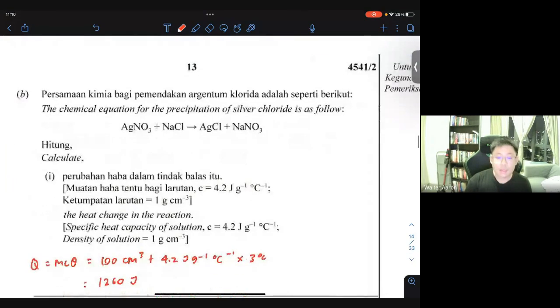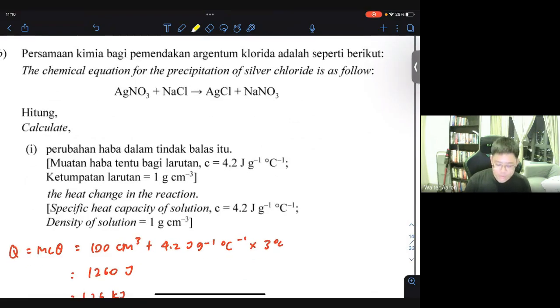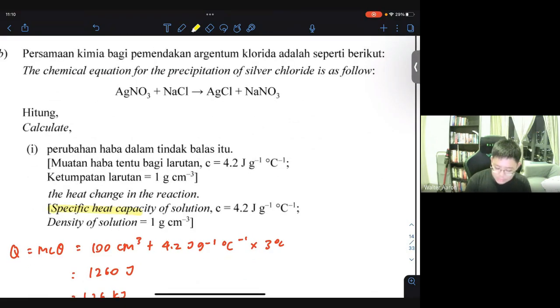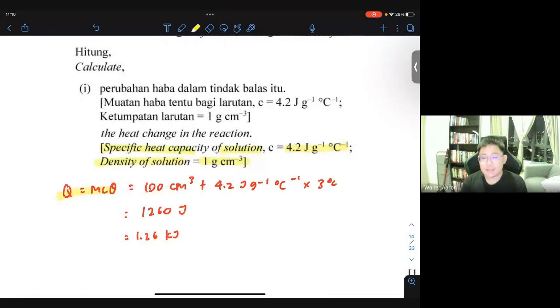For the next question, the chemical equation for the precipitation of silver chloride is as follows. Calculate the heat change of the reaction. So they even give you the specific heat capacity of the solution, which is 4.2 joules per gram per degree Celsius. And you also have to assume that the density of the solution is 1 gram per cm cube. Okay. So we have to use this formula called Q equals mc theta to calculate heat change.